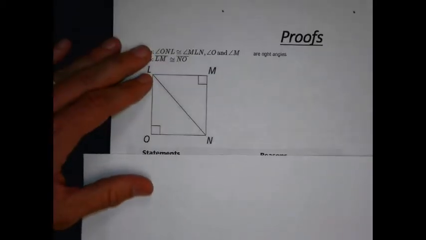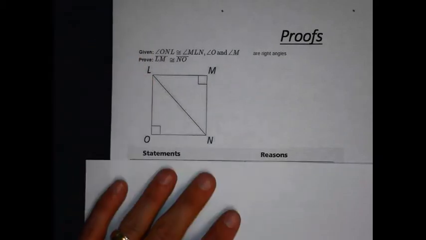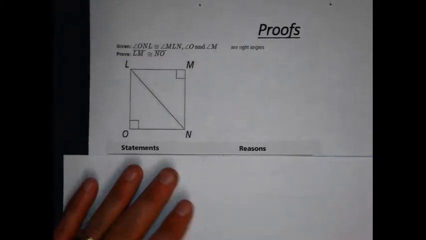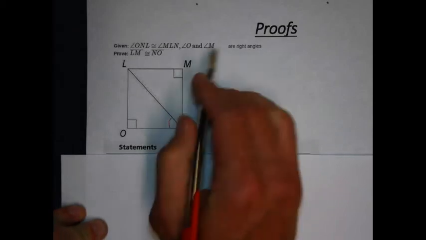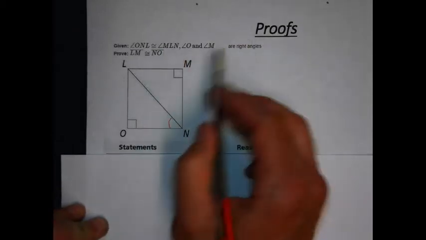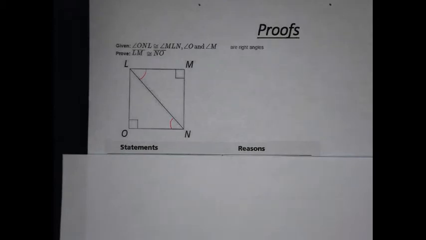More proofs. So here's another one. So now I have this. Again, I'm not giving you hash marks. I give you right angles. Is that cool? I hope so. Angle ONL. Where in the world is that? ONL is right here. And then angle MLN. MLN is right here. Okay? And O and M are right angles. Can we establish congruence? And the answer is yes.